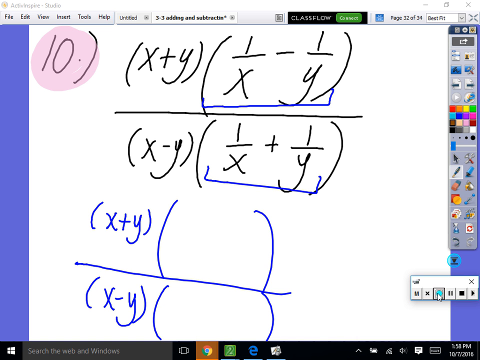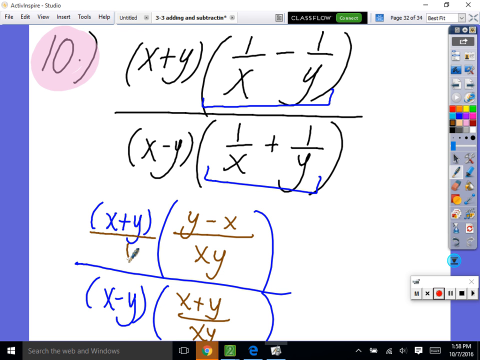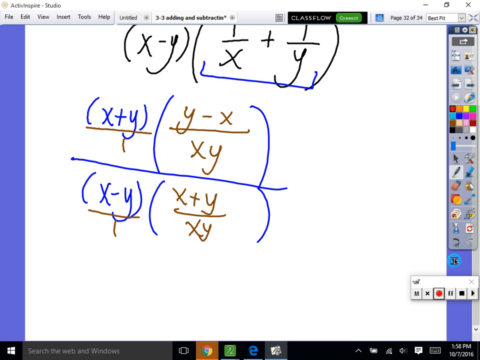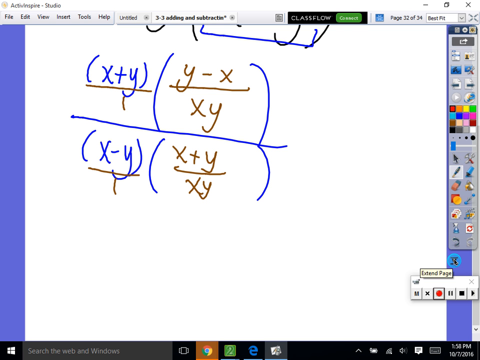So Luke thinks the top in parentheses is y minus x over xy or yx. That works for me. That is correct. Okay. Did we all get that? What do we get over here? X plus y over xy. Now, don't we multiply straight across? So continue the problem. This one isn't easy. You guys are doing good. This is going to be double distribution and whatnot.